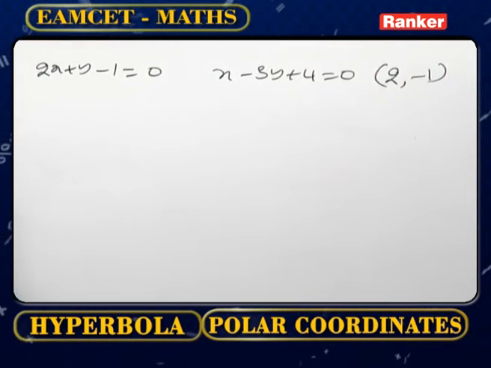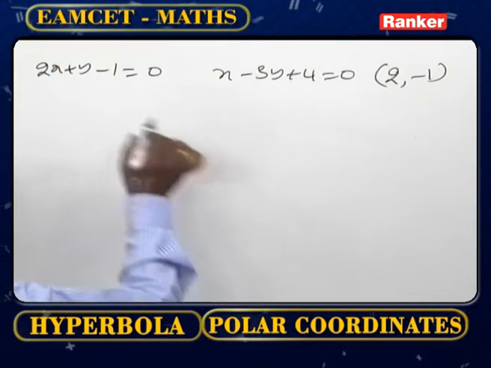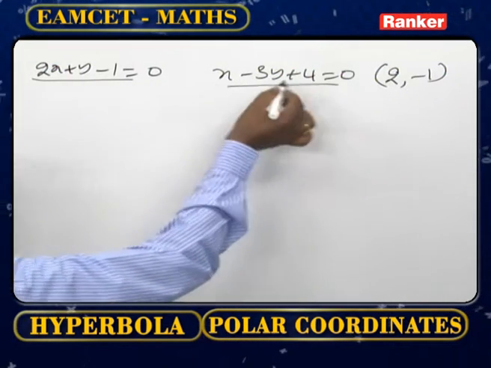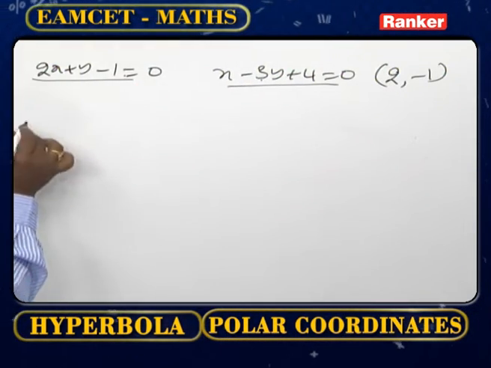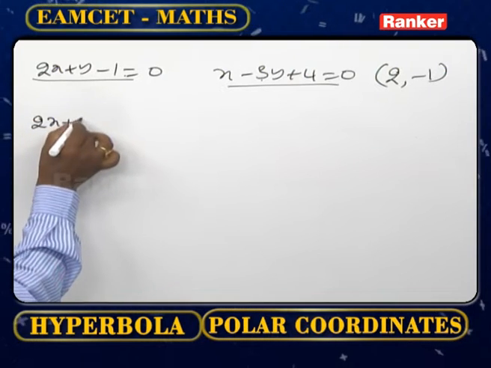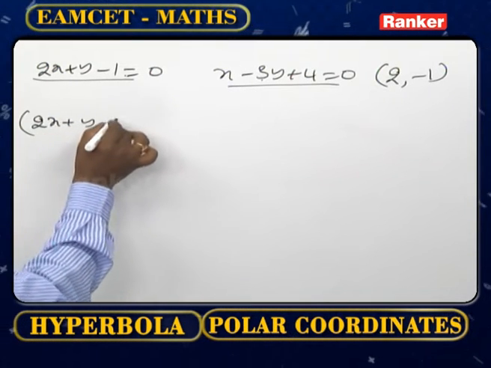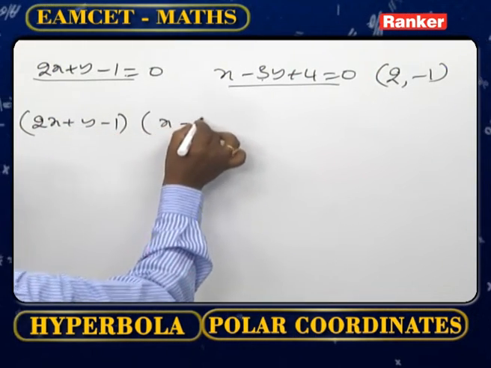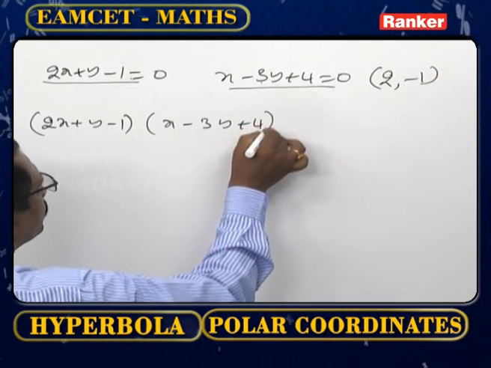Now, we need the required equation of the hyperbola. First, the combined equation of asymptotes. Given the separate equations, just multiplying together, we get the combined equation of asymptotes: (2x plus y minus 1) into (x minus 3y plus 4) equals 0.